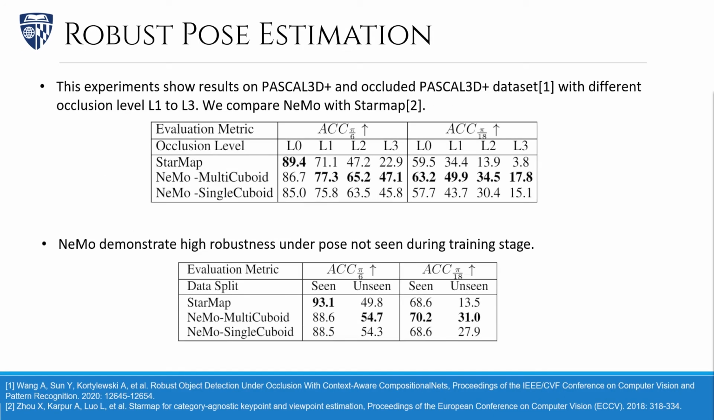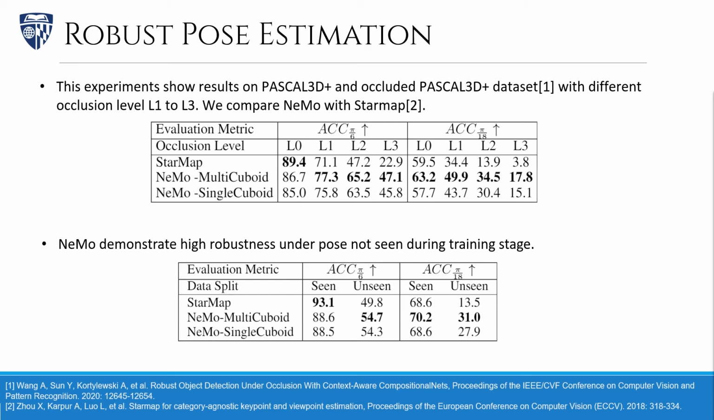We conduct experiments on the Pascal3D+ and Occluded Pascal3D+ datasets. The Occluded Pascal3D+ dataset has 3 occlusion levels, with increasing occlusion from level 1 to level 3. Note that for the no occlusion case, NeMo already has higher performance compared to the baseline method under the accuracy threshold pi over 18. And with increasing occlusion level, NeMo demonstrates much higher robustness compared to the baseline approaches.